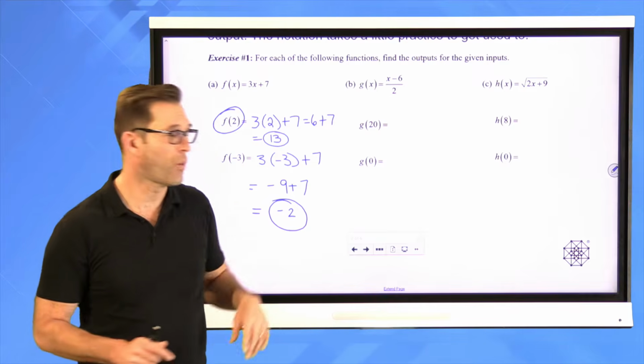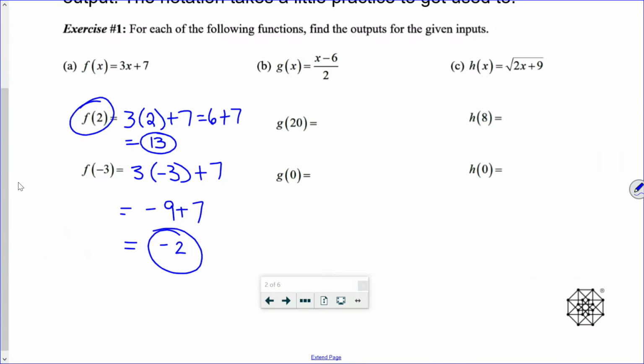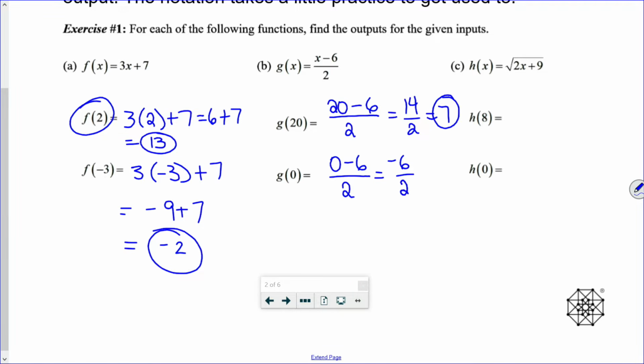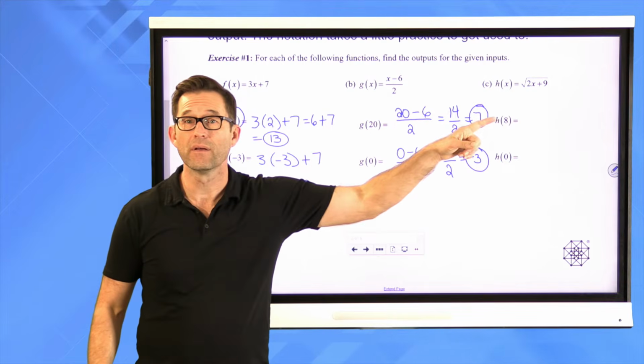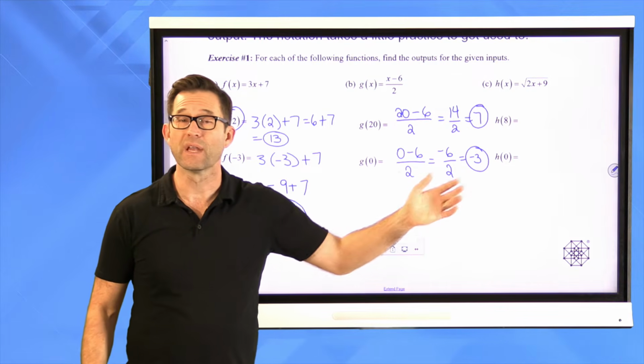So g of 20. Well, what does the rule say? The rule says take the input, subtract 6 from it, and divide by 2. So that's going to be 14 divided by 2, which is an output of 7. On the other hand, if the input is 0, I'll take 0 minus 6 divided by 2. 0 minus 6 is negative 6, and negative 6 divided by 2 is negative 3. And again, all I'm saying is when the input is 20, the output is 7. When the input is 0, the output is negative 3.